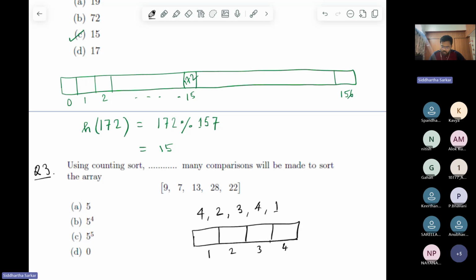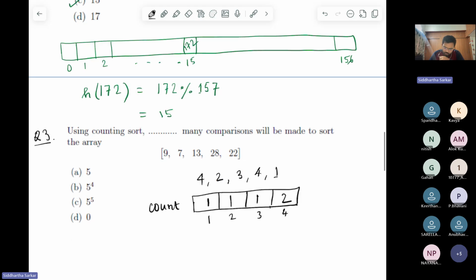And then we counted. So when we saw 4, we placed a 1 here. When we saw 2, we placed a 1 here. We saw 3, placed a 1 here. Saw 4 again, so we said, okay, now we have to update the count of 4. So we'll remove 1 and place 2 here. And then we saw a 1, so we put a 1. So we are just counting. We're just going to each input element of the array, and we are updating this count array. That's what we did. All right.